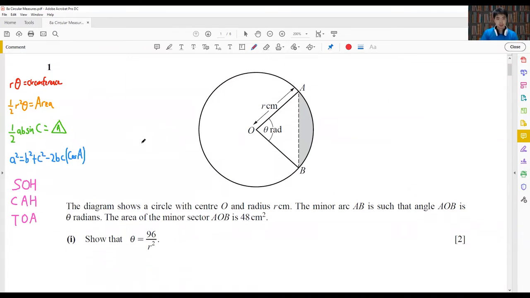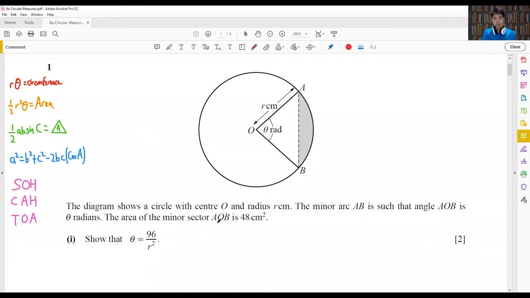Now let's look at some example questions together. The diagram shows a circle with center O and a radius r cm. The minor arc AB is such that angle AOB is theta radian. The area of the minor sector AOB is 48 square centimeters. Show that theta is equals to 96 over r squared.